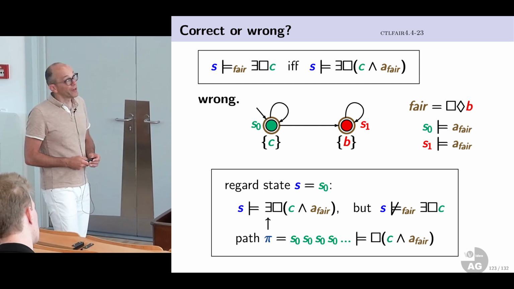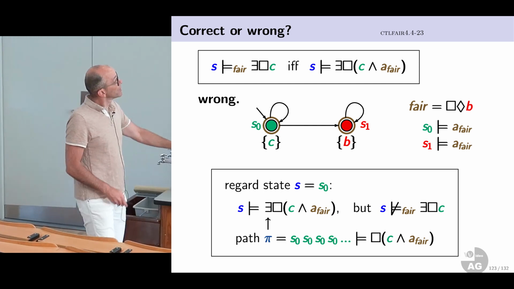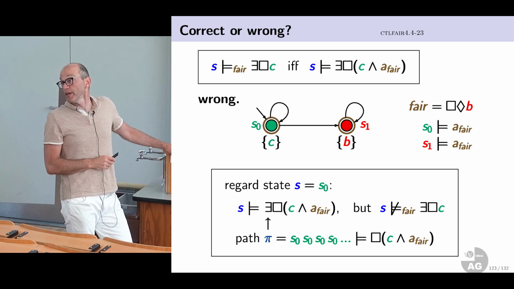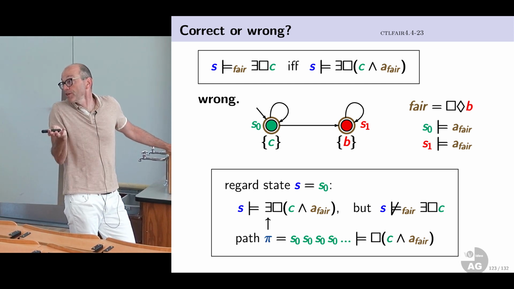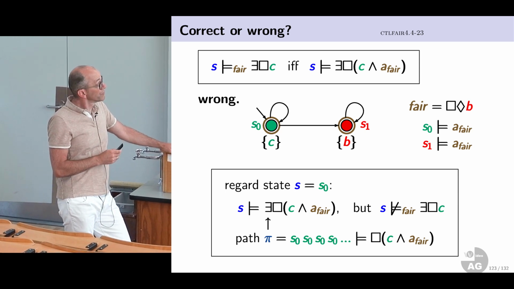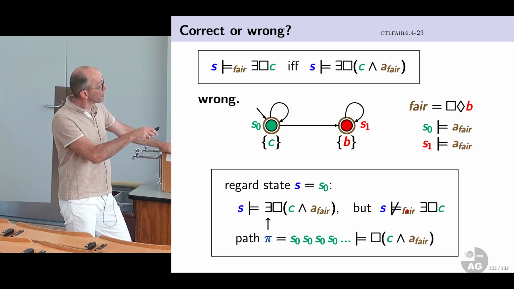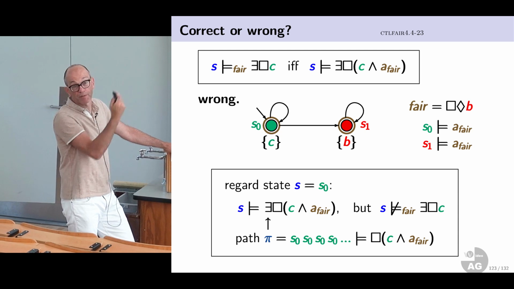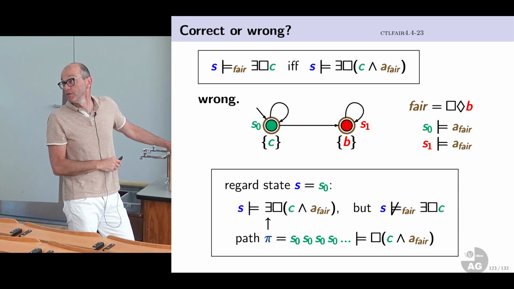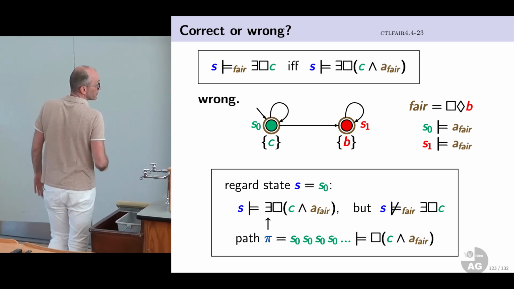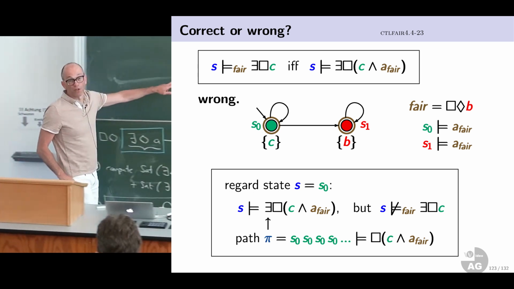But of course it's not fair, right? Because this computation does not satisfy infinitely often red, which is the fairness assumption. So therefore this state does not satisfy under the fairness assumption. There exists a path which is always C, but that path itself is not fair. So this procedure, this step, does not work.